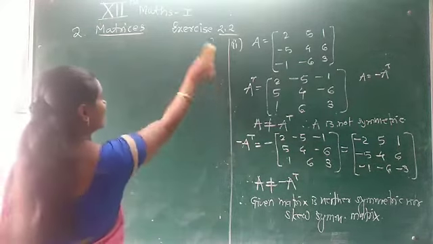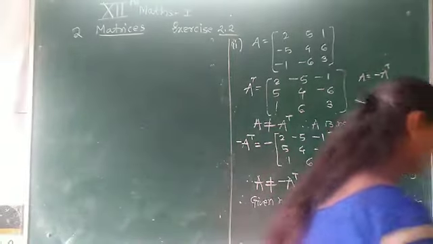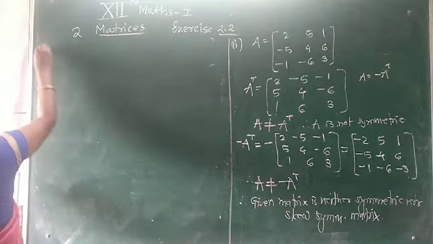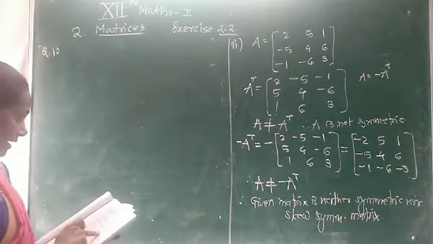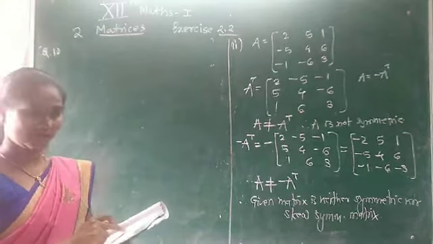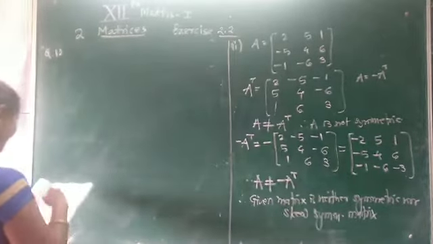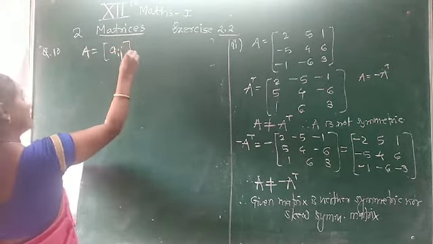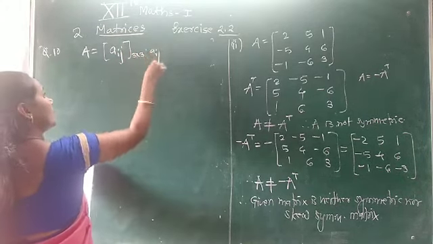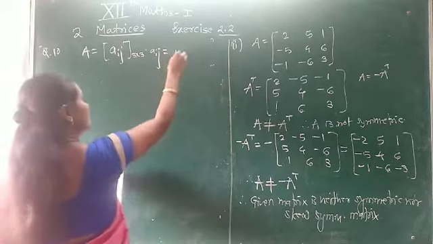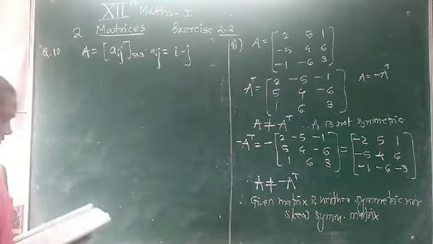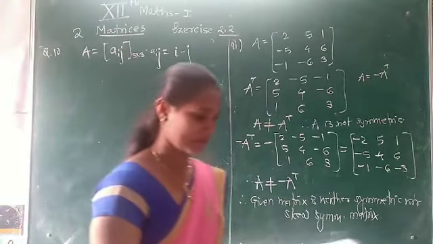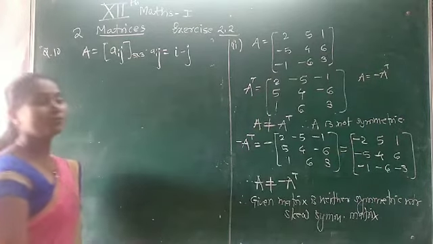Question number 10. What is question number 10? Construct a matrix A is equal to Aij of order 3 by 3, where Aij is equal to i minus j, and state whether the matrix we find is symmetric or skew symmetric. So first we write a matrix of order 3 by 3.